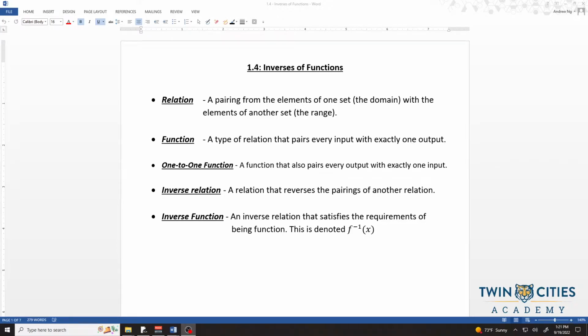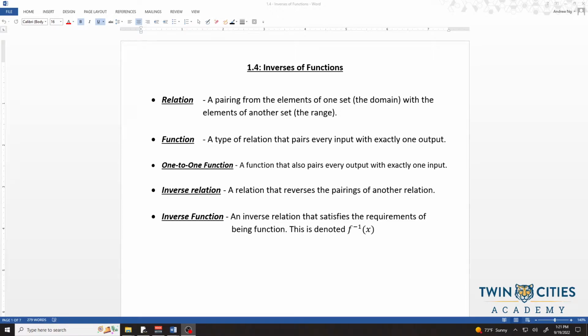So those first two bullets we'd already discussed. Now let's talk about these other ones. One-to-one functions then are where you pair every output with exactly one input. So when you plug in every x, you get exactly one y for every one of those x's, and vice versa. An inverse relation just takes that pairing and reverses it.